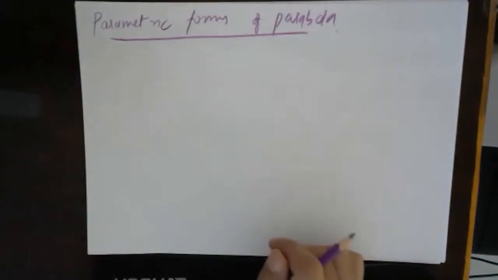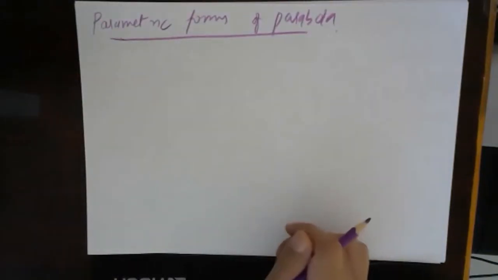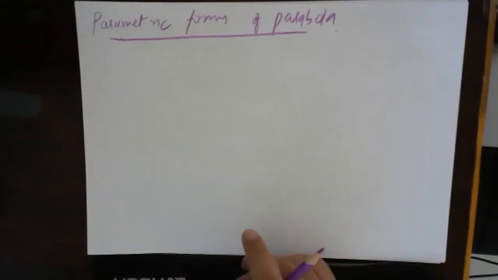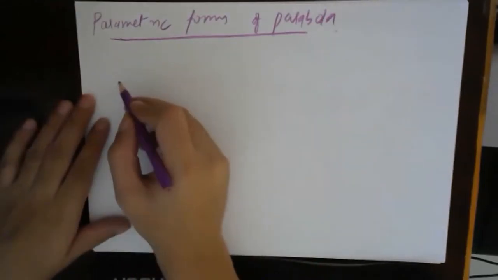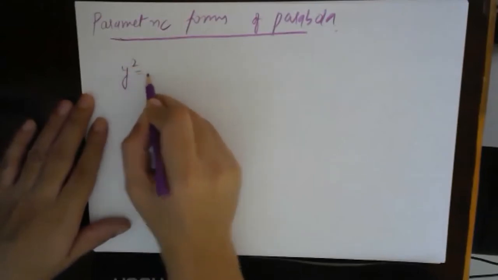Parametric forms of the parabola. However, in JEE they will not ask directly from parametric form, but whatever questions they are asking, you can use parametric form to solve the question. Fine. Okay. So the parametric form for the parabola, suppose the general parabola is y square is equals to 4ax.